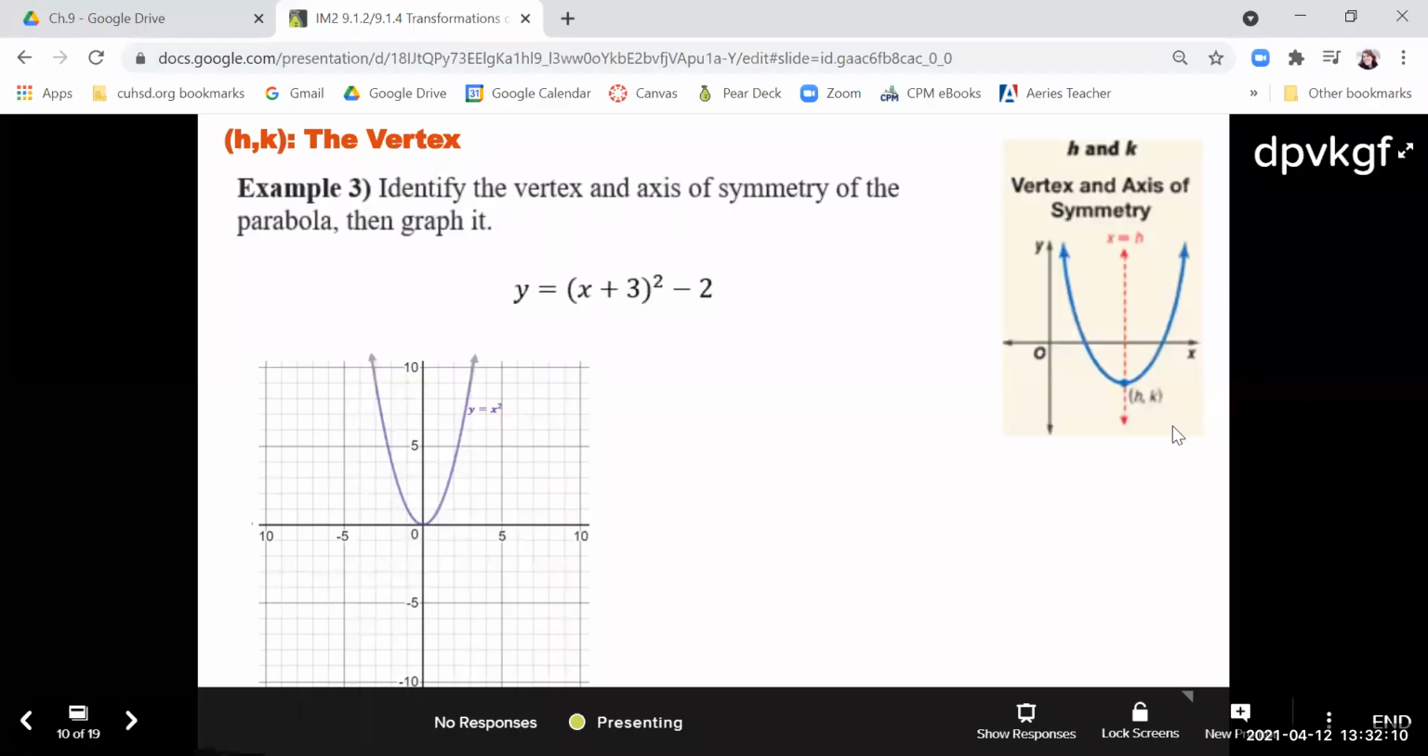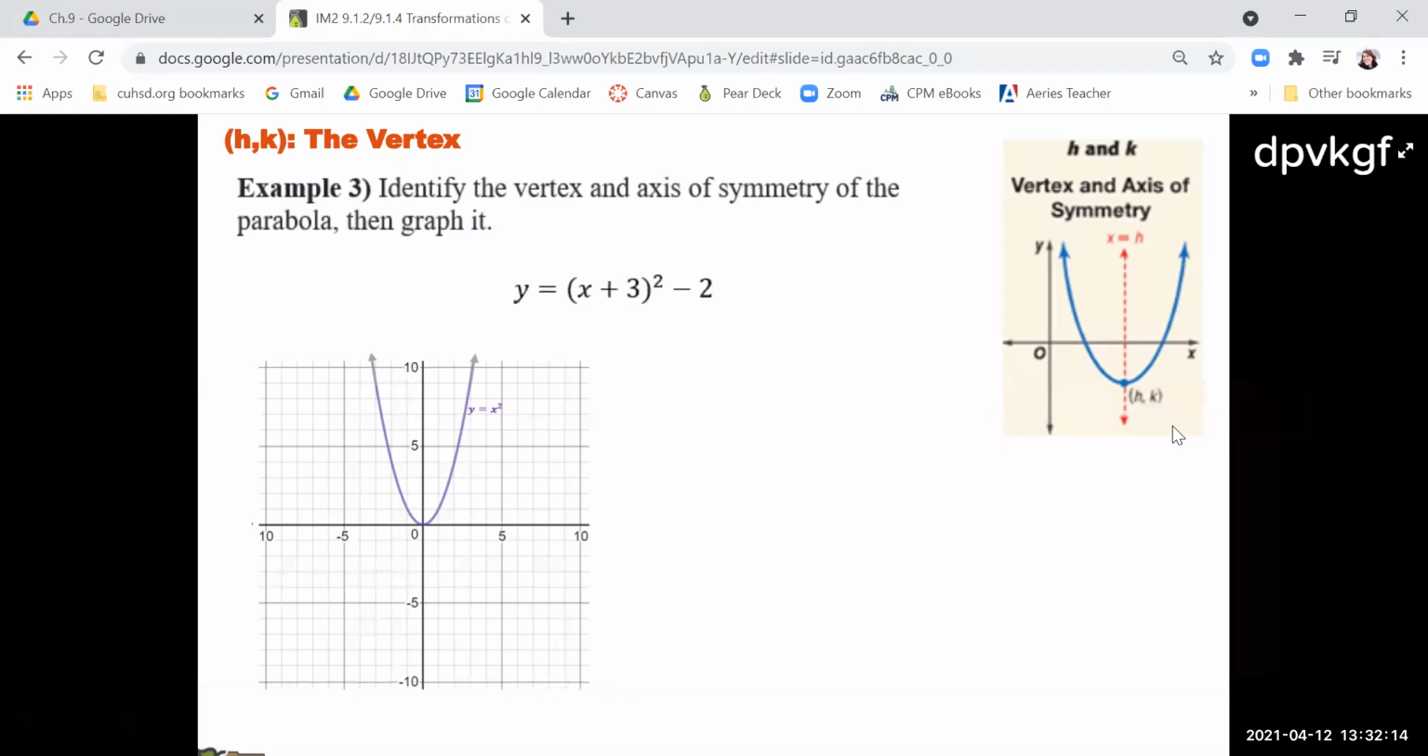All right, so now what we're going to do is put those two things together, the H, the horizontal shift, the K, the vertical shift, and look at how HK represents the vertex in combination. So we're going to have both a horizontal and a vertical shift in this problem. So you can see how we have an H value, right? We've got something inside the parentheses with the X, and we also have a K value, a number added or subtracted at the end here. So let's identify those numbers.